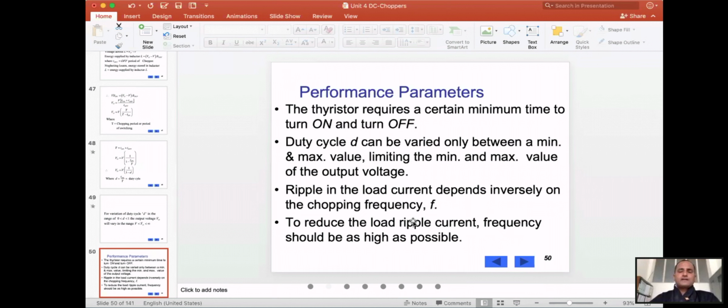The ripple on the load current will depend inversely on the chopping frequency. We know that T is equal to 1 by F, or F equals 1 by T. So it depends on the total time period, which is inversely related to the chopping frequency F. To reduce the load ripple current, frequency should be as high as possible. If you want a higher frequency, you know the formula F equals 1 by T, so you have to manage the total time period.